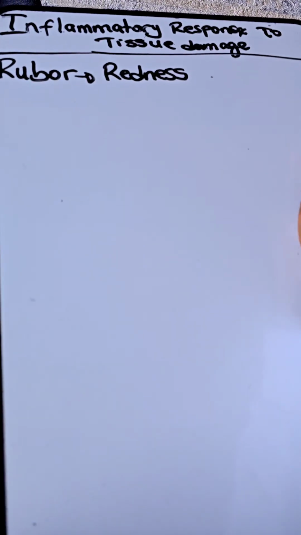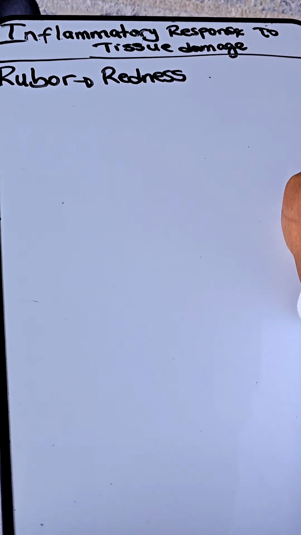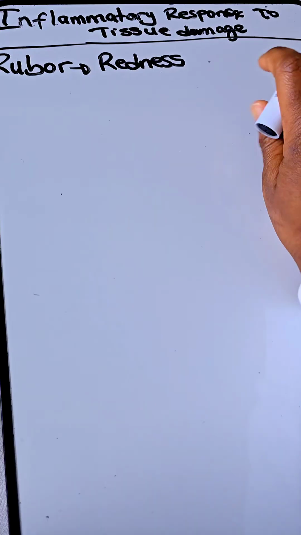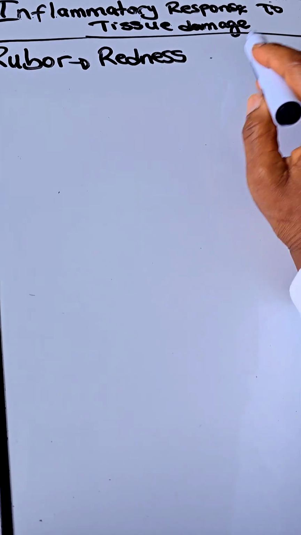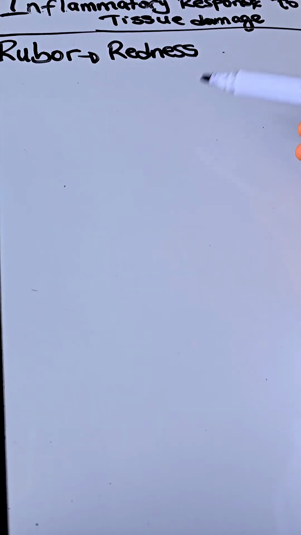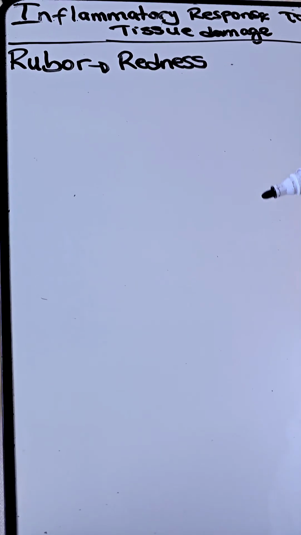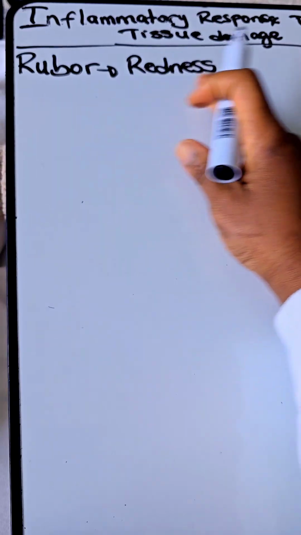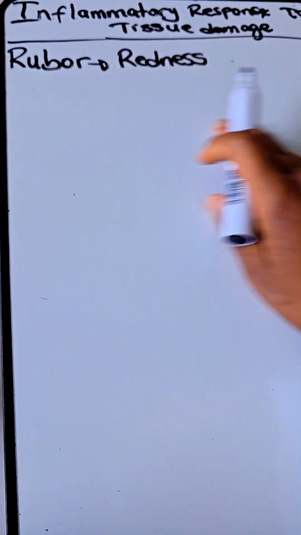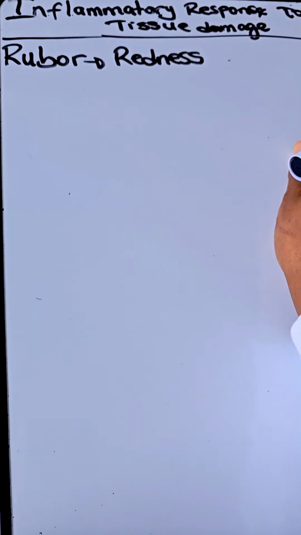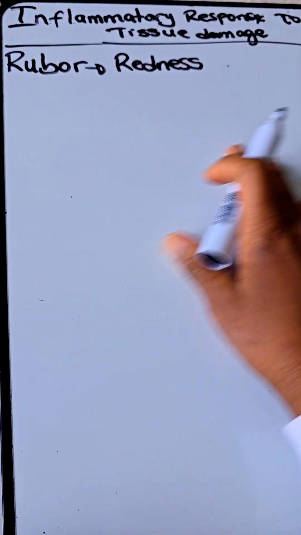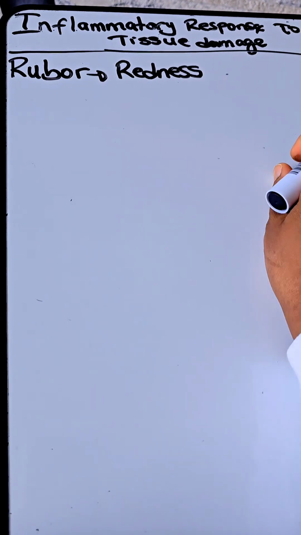Hey student nurses, in today's video we're doing something a little bit different. We are looking at the inflammatory response to tissue damage, the signs that you will see and how to interpret them when they are mentioned in the Latin word, and how to assess your patient and how to escalate this.